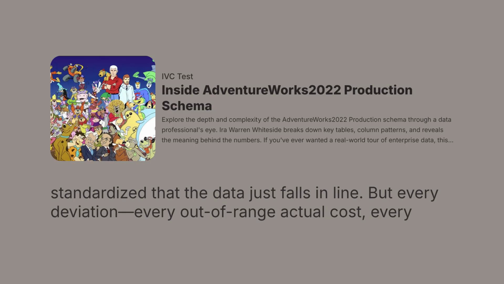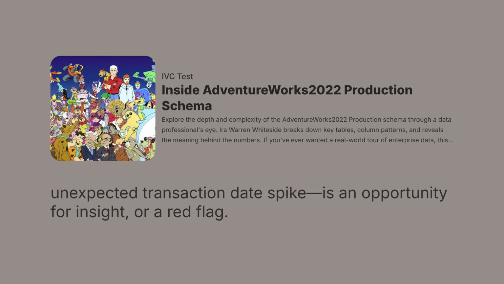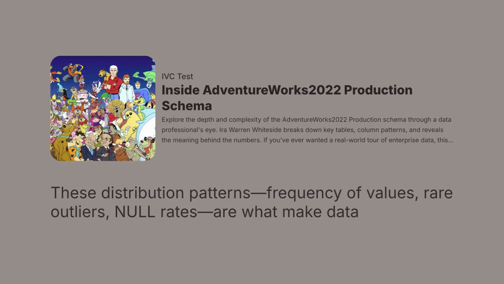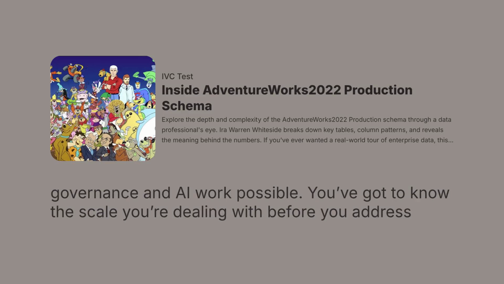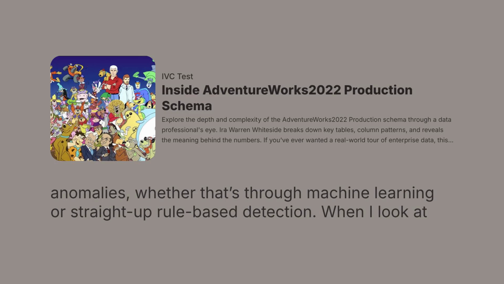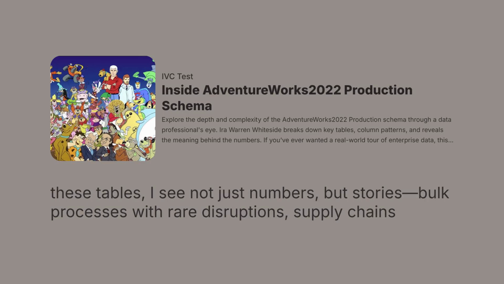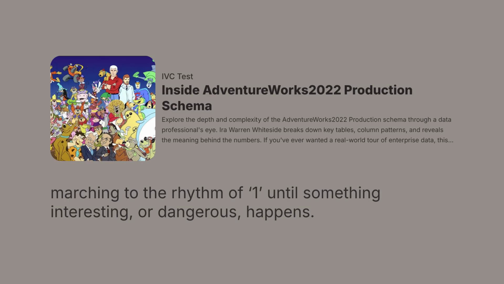But every deviation, every out-of-range actual cost, every unexpected transaction date spike is an opportunity for insight or a red flag. These distribution patterns, frequency of values, rare outliers, null rates, are what make data governance and AI work possible. You've got to know the scale you're dealing with before you address anomalies, whether that's through machine learning or straight-up rule-based detection. When I look at these tables, I see not just numbers, but stories, bulk processes with rare disruptions, supply chains marching to the rhythm of one until something interesting or dangerous happens.